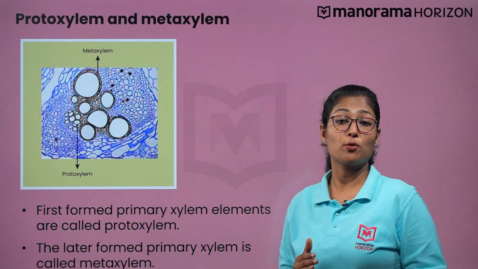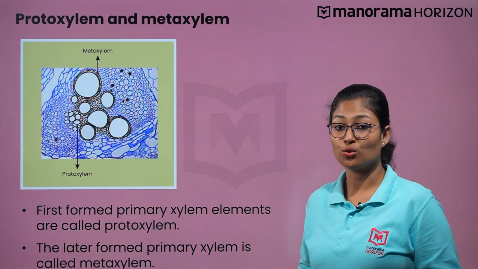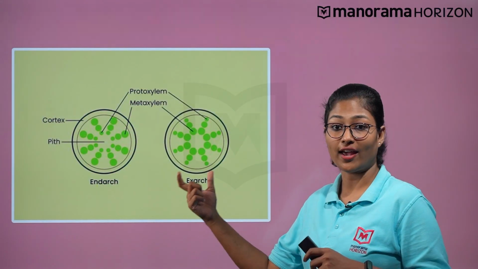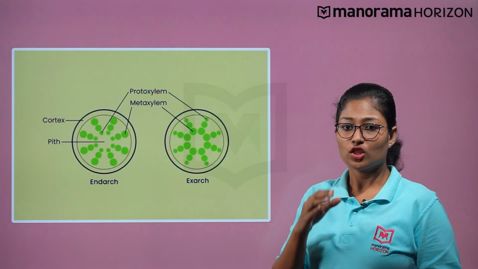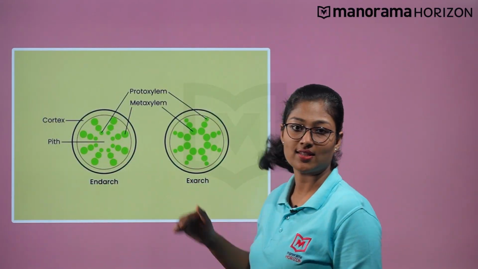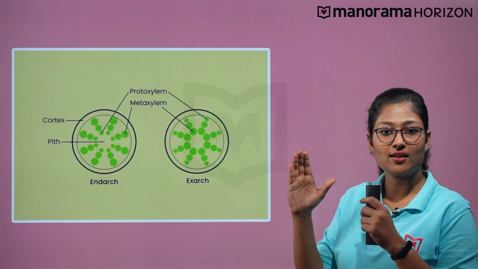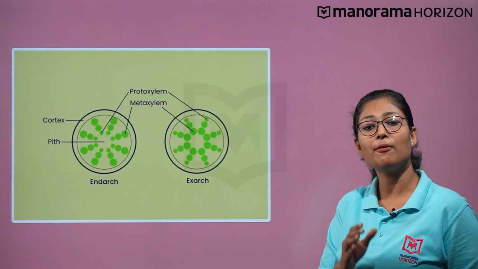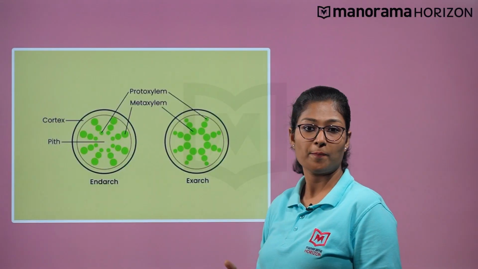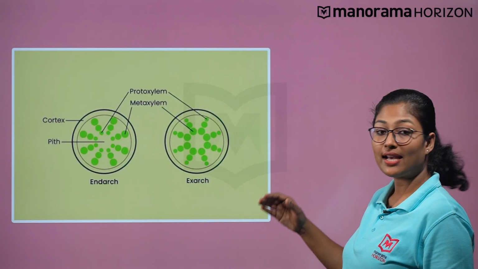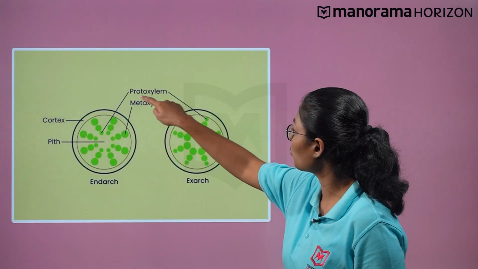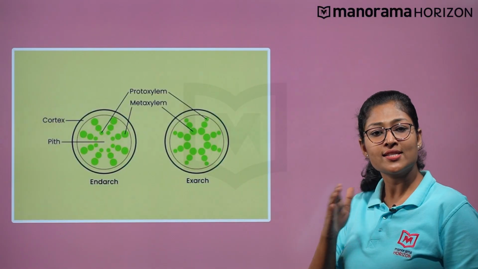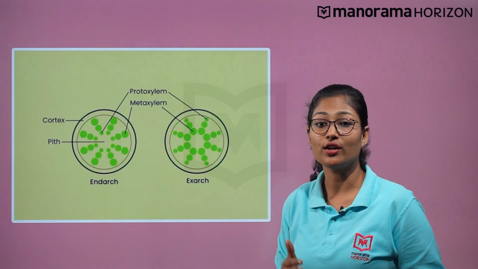Based on the position of the protoxylem, the xylem is classified into endarch and exarch. Here you can see the structures of endarch and exarch. In stems, the protoxylem lies towards the center, that is the pith region, and the metaxylem lies towards the periphery of the organ. This type of primary xylem is called endarch. In roots, the protoxylem lies towards the periphery. You can see the protoxylem towards the periphery region, right? And the metaxylem towards the center. Such arrangement of the primary xylem is called exarch.